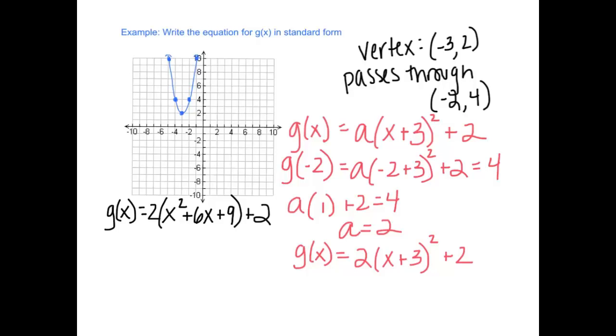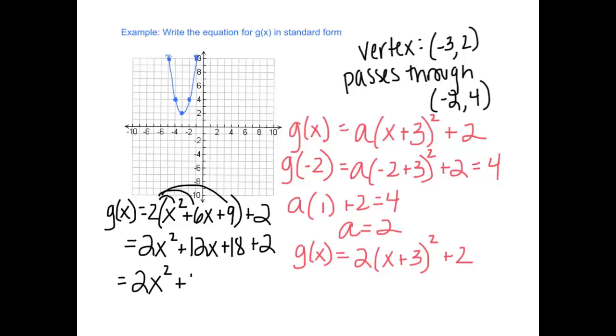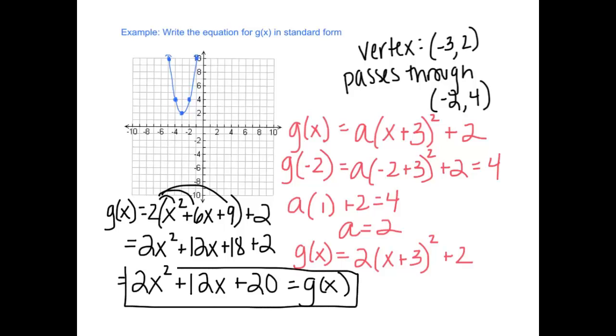Notice I still have that plus 2 on the end and the 2 coefficient out front. I now have to distribute that 2, and we get 2x squared plus 12x plus 18 plus 2. I just simplify those last two terms by combining them because they're like terms. 2x squared plus 12x plus 20. We did it. That was equal to g of x. Let me circle my final answer, or put a box around it.